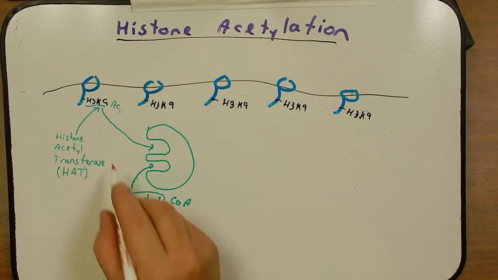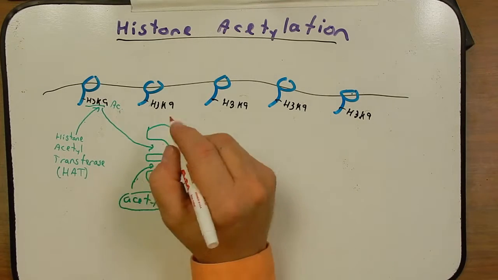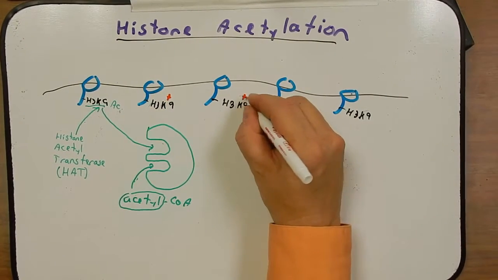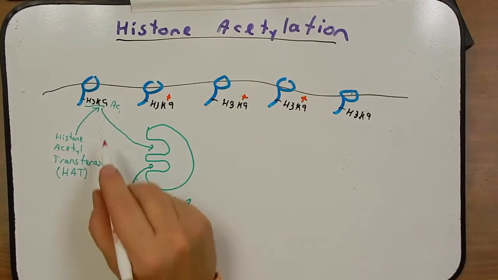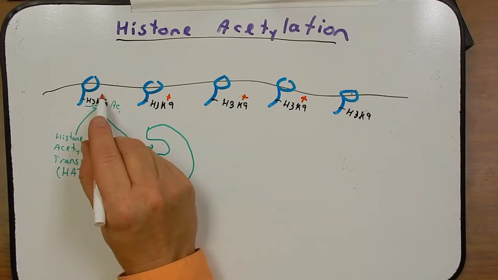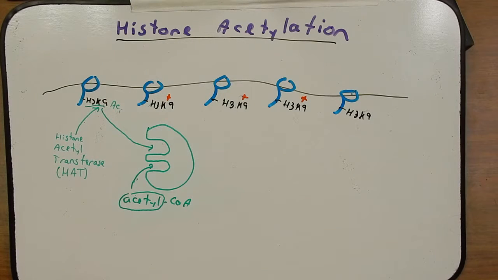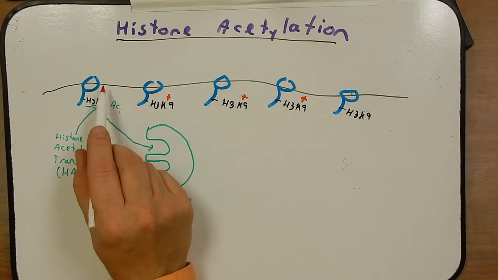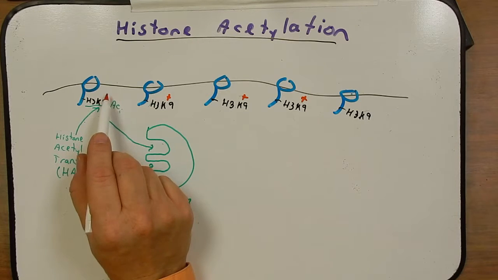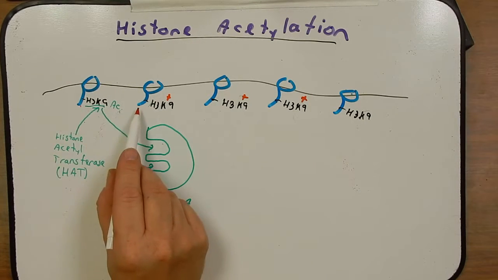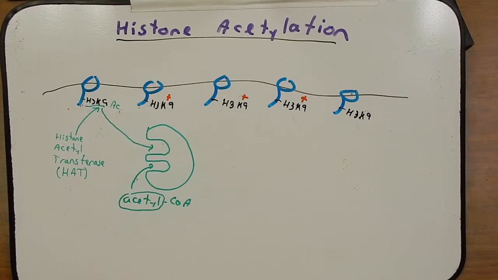Now remember what it's doing here. Well, it's doing a few things after it adds this acetyl group. For one thing, lysine has a positive charge. By adding this acetyl group here, you neutralize this positive charge. It masks it. This will likely loosen its association with the DNA, but it also prevents these N-terminal tails of neighboring histones from interacting with each other.